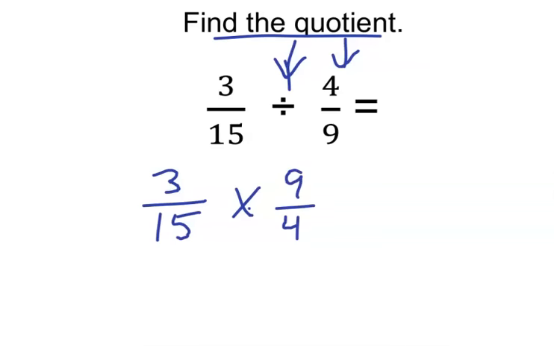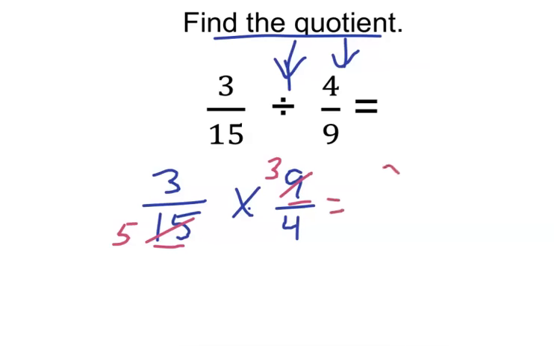Can we do some cross-reducing? Yes, we definitely can. So if we look at the 15 and the 9, we know that 3 goes into both of those. 3 goes into 9 3 times. 3 goes into 15 5 times. Is there anything else we can cross-reduce? Doesn't look like it. So let's multiply across.